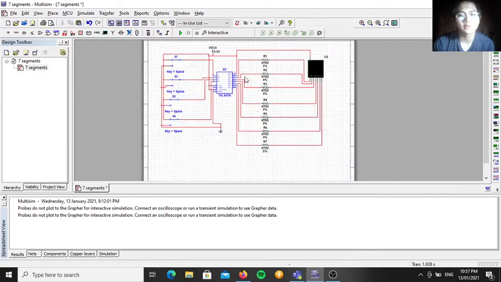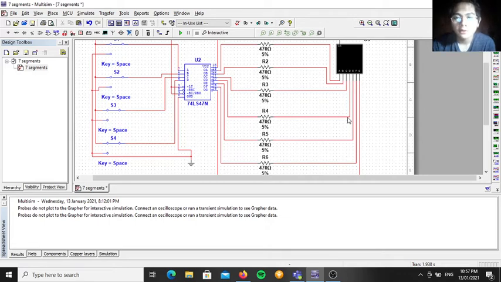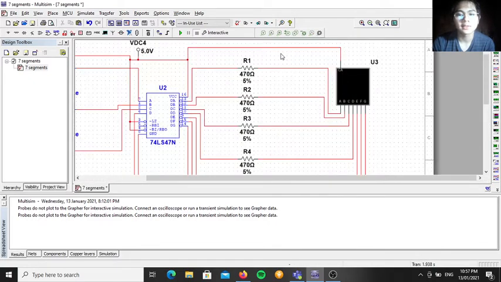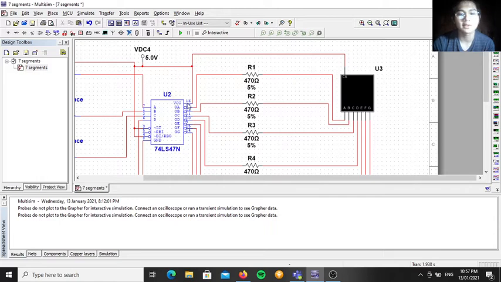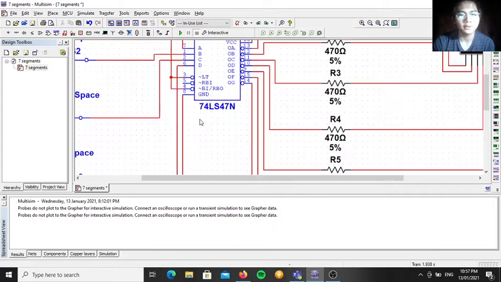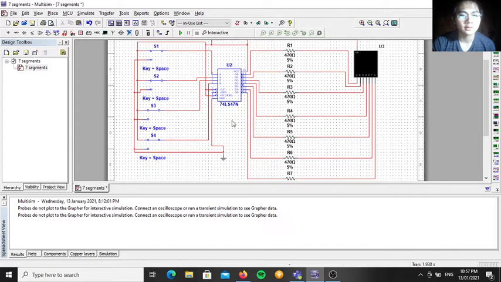So, let's start. Our resistor R1 is connected to A, R2 for B, R3 for C, R4 for D, R5 for E, R6 for F, and lastly R7 is for G. On top, our common anode is connected to pin 16 of the IC and connected to our VCC of 5.0 volts. Our ground is connected to pin 8. Last, let's run it.